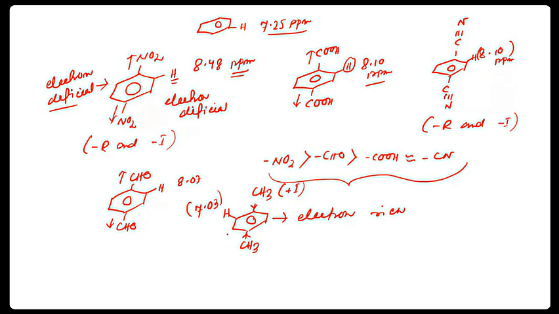Now you can ask, sir, what will happen in this case? We know that the CF3 group is electron withdrawing by minus I effect. So this will be an electron deficient ring.